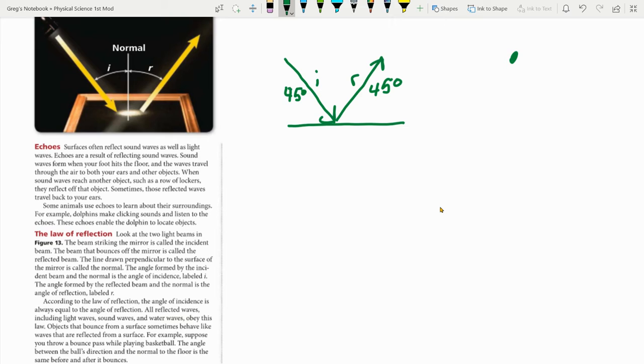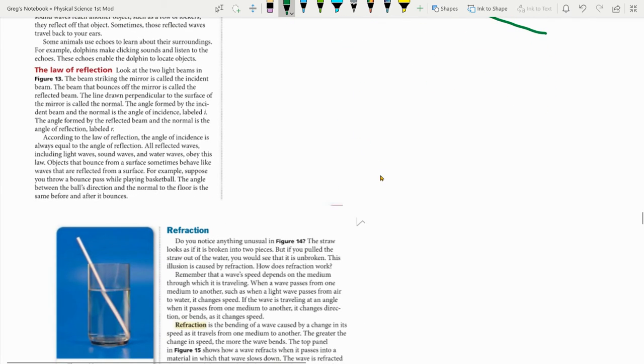Okay. Now things change when you get into more advanced physics. You may be looking at something like this. 45 degrees. It is not going to bounce off the surface at a 45 degree angle. It's going to be different because I have to consider this angle here. But again, when we get in there, we're talking about advanced physics. All you need to know for the law of reflection is that the angle of incidence always equals the angle of reflection. Okay? The law of reflection.